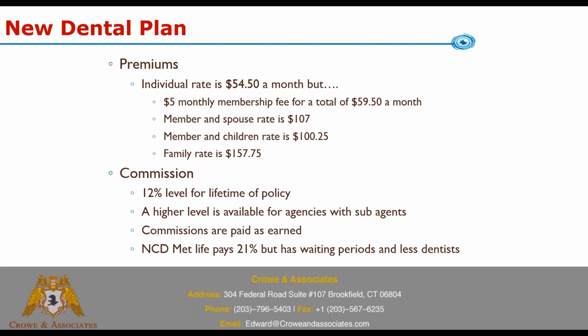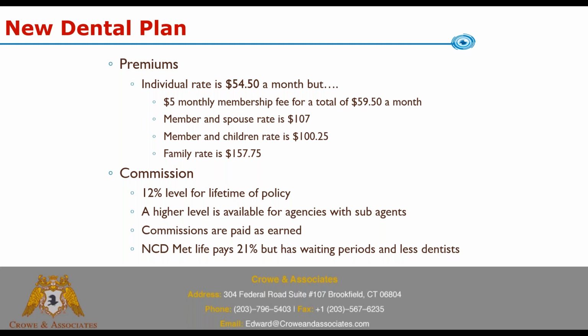That would be great, but this is a plan that's done via an association, so you can utilize a group benefit. That's why there's no waiting period. And there is a $5 a month membership fee, so that brings your total to $59.50, unfortunately, but still, I think in the range. And again, good network, no waiting period. The member and spouse rate's $107, member and child rate's $100.25. The family rate, which doesn't have a limit on the number of children, is $157.75. So I think pretty standard stuff for a dental plan. I think again, what sets it apart is the network and the no waiting period.